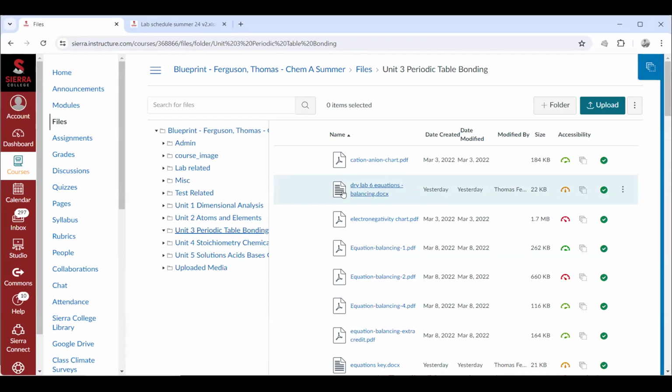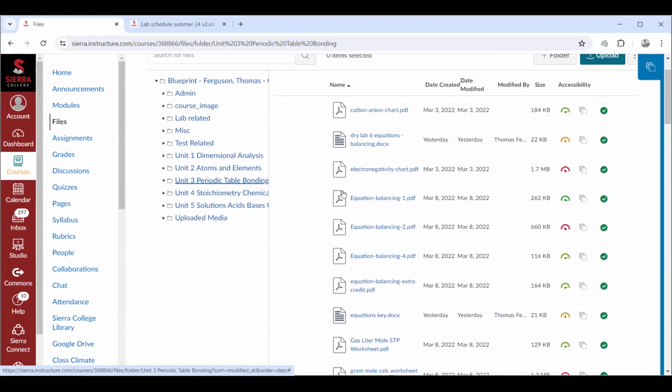Okay, dry lab number 6 equations. I've also got equation balancing 1, 2, 4. So there are 4 worksheets there. The one required for the dry lab, though, is right at the top. It says dry lab 6 equations, okay? So let me repeat: the dry lab next week, dry lab 6, is to be done via this file, not the one in your lab packet. Second one down.